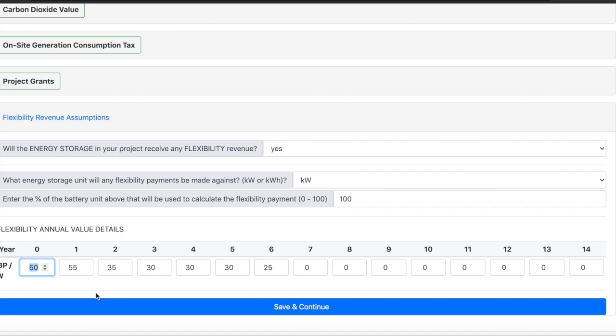There are other ways too. We can look at wholesale pricing and wholesale arbitrage if you're in front of the meter, and that'll be in another video.